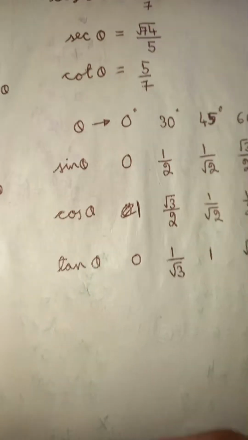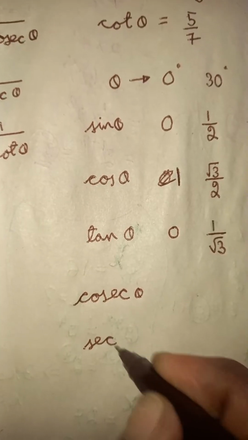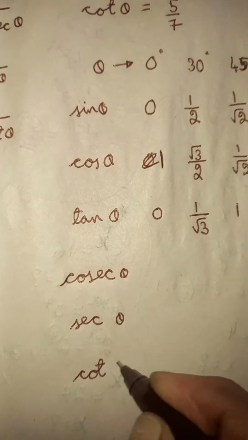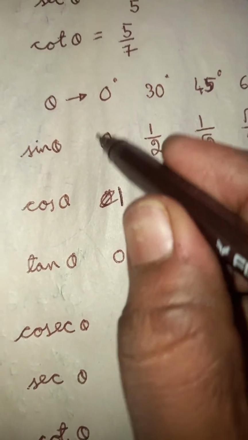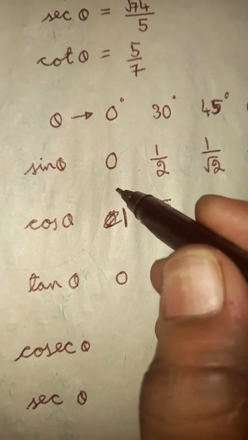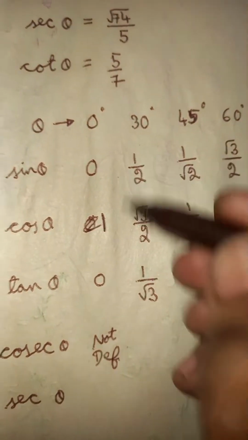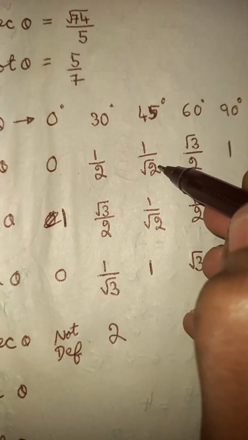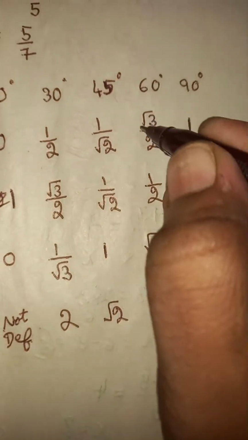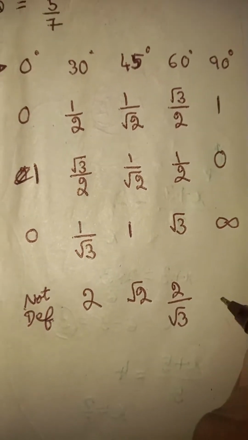In the same way, the next three you can do by taking reciprocals, that is cosecant theta, secant theta and cot theta. Here you're going to get all these ratios. Cosecant means inverse of this, 1 by 0, which is not defined. Now cosecant 30 degrees, reciprocal of half, becomes equal to 2. Now 1 by root 2 becomes root 2 and root 3 by 2 is going to become 2 by root 3 and now 1 is going to remain as 1.